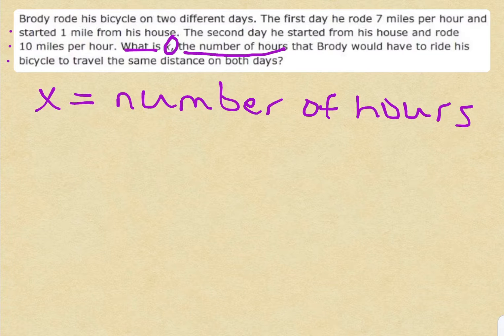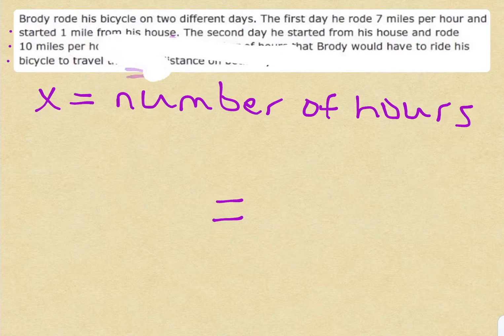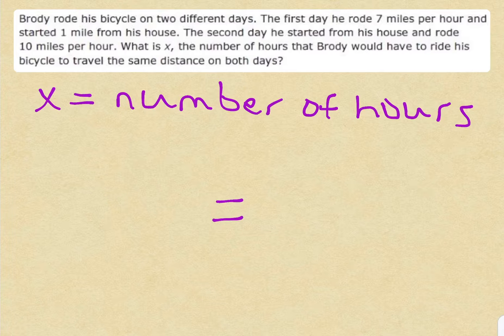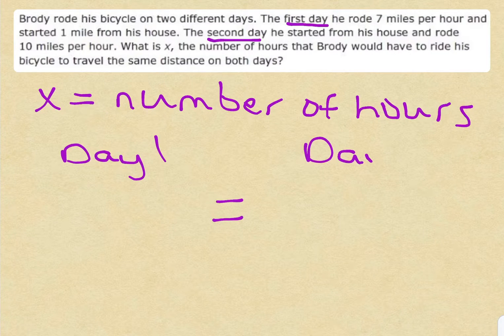Now, it says how many hours that Brody would have to ride his bicycle to travel the same distance on both days. The keyword same is telling us that we're going to have an equation here. Each side is going to represent each day. Now, we're going to start from the beginning again because it tells us the first day and the second day. So one side will be day 1 and one side will be day 2. It really doesn't matter which side each of them go on, but I'm going to go in the order of the problem.